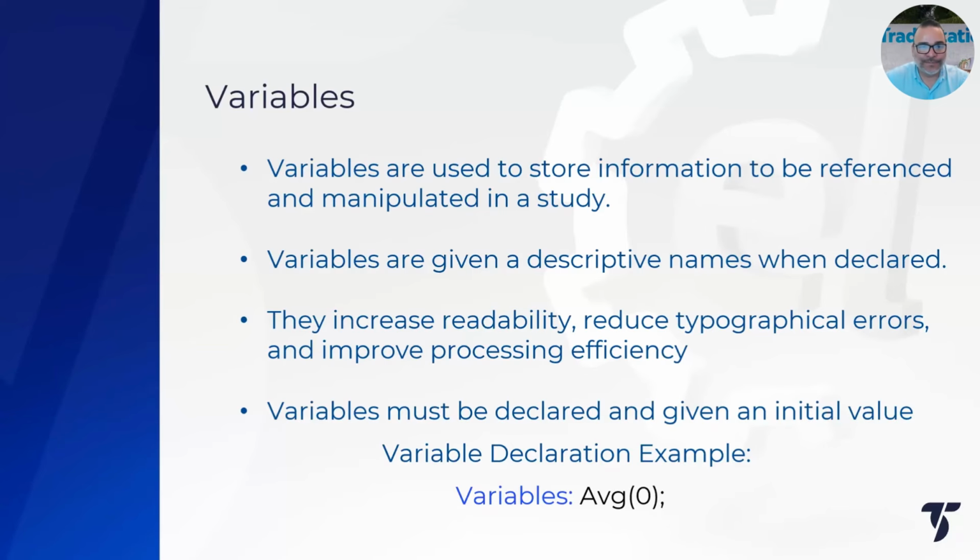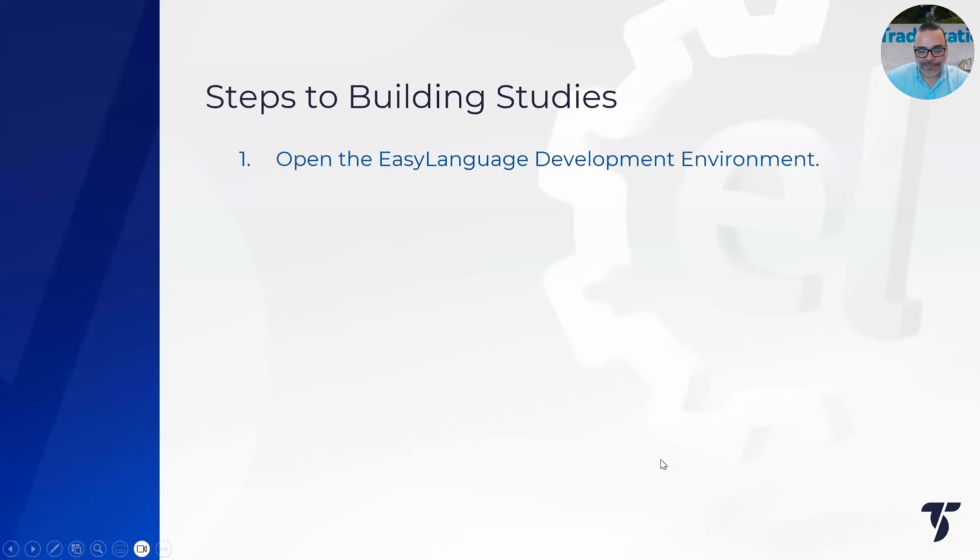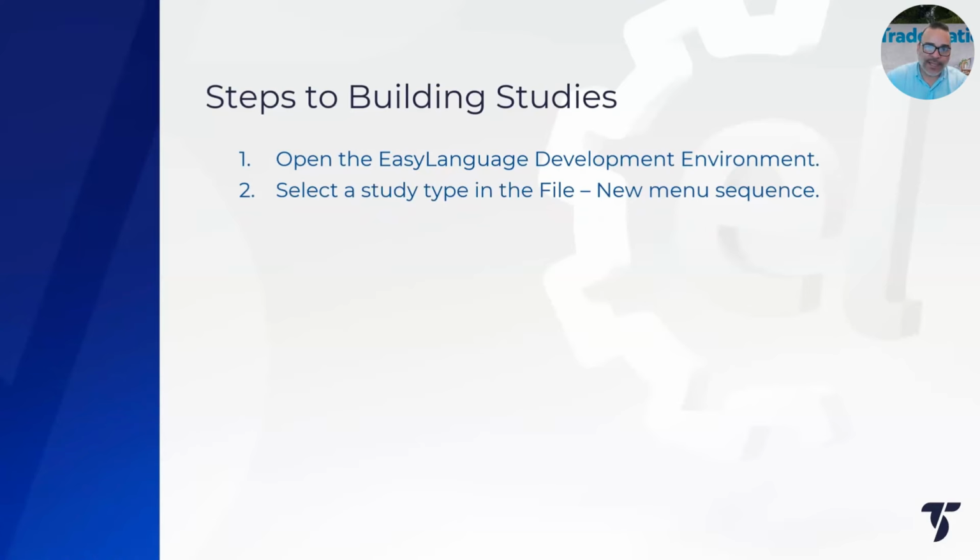So to build studies, we have to go to the development environment. We have to select a study type because we have indicators and show me's and paint bars and strategies. And you have to think forward before you even create the study and try to visualize what the end result is going to look like so that you know what type of study you need to create from the very beginning.